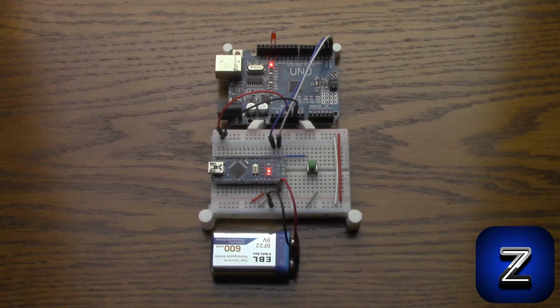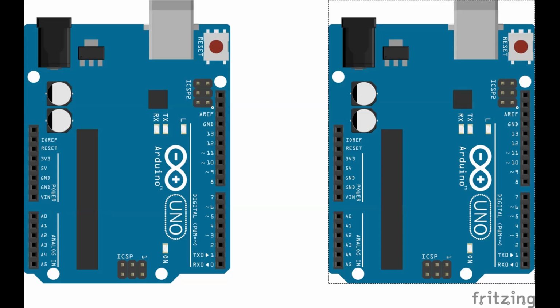Now this is only sending information one way, from the Nano to the Uno, but you could have communication going both directions. This is a beginner's tutorial, so to keep things simple, we will just stick to one-way communication for now. Connecting the two boards to serial communicate with each other is easy if both boards are the same voltage.